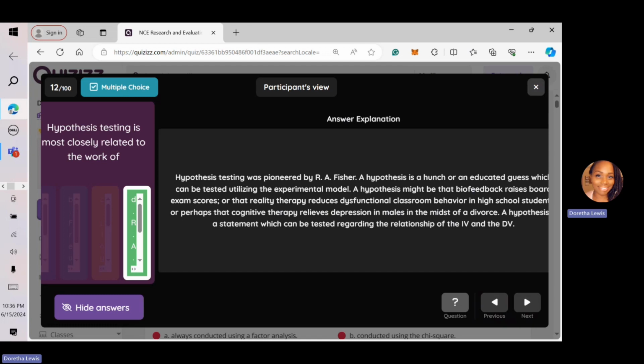In this case, a hypothesis might be that biofeedback raised board exam scores, or that reality therapy reduces dysfunctional classroom behavior in high school students.